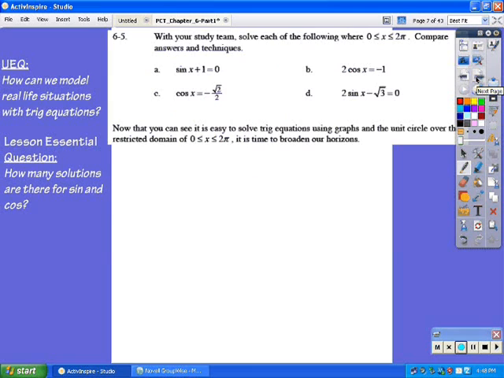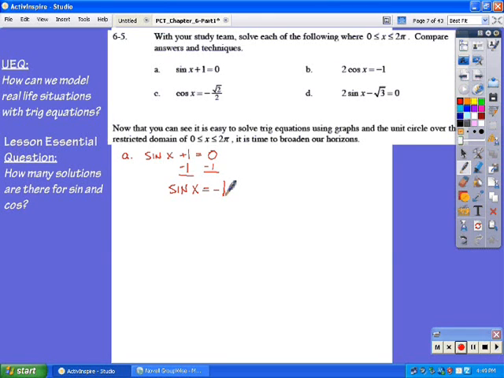6-5. With your study teams or with me, we'd like to solve each of these following equations between 0 and 2 pi, compare answers and techniques. So letter A, we'll begin with letter A. Sine of x plus 1 equals 0. Just like any other equation, you're going to want to isolate the variable. In this case, that will be x, so we have to subtract 1 first. So sine of x equals -1.